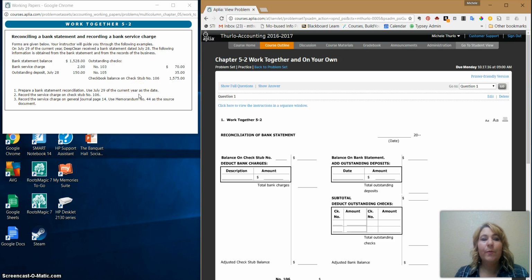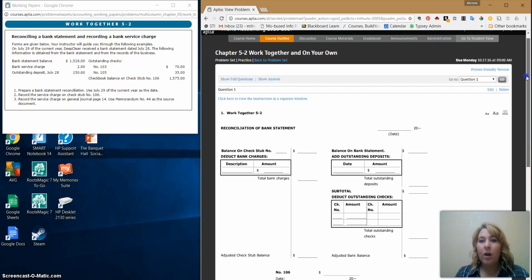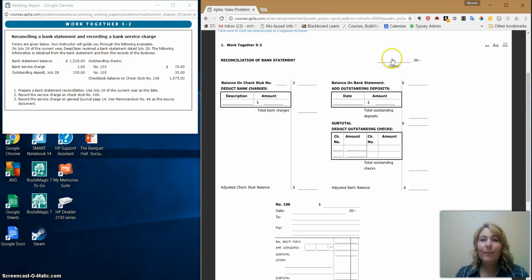Step number 1 says we're going to prepare a bank statement reconciliation and use July 29th of the current year as the date. So the first thing we're going to do is look over here at our bank reconciliation form, and it says we're going to use the date of July 29th. Next thing we're going to do is come over here to this side of the form. It wants to know the balance on the next check stub. So if this was real life, you would be looking in your checkbook at that check stub. But here it tells us that the checkbook balance is on stub 106. We're going to put 106 there, and we're going to put in the amount, 1575.